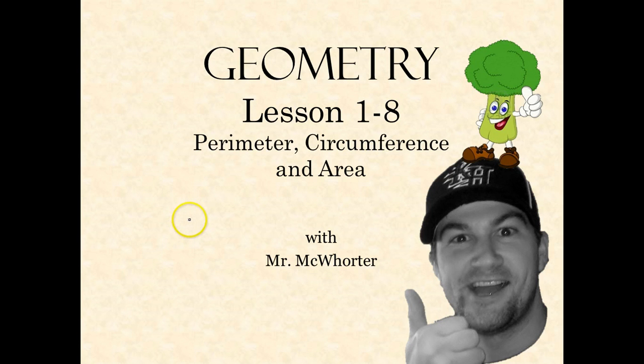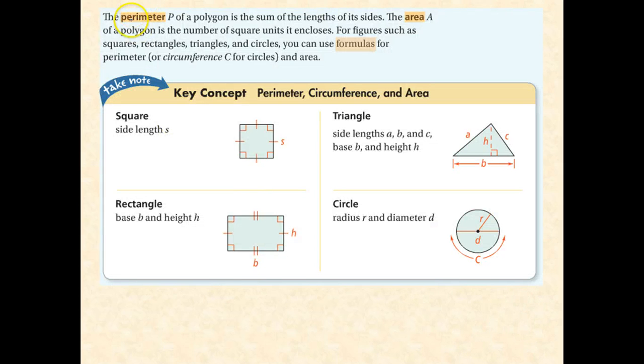Today we're going to talk about perimeter, circumference, and area. The perimeter of a polygon is the sum of the lengths of its sides. The area of a polygon is the number of square units it encloses. You can use formulas for perimeter or circumference of circles. You can also use formulas for area and all that good stuff.